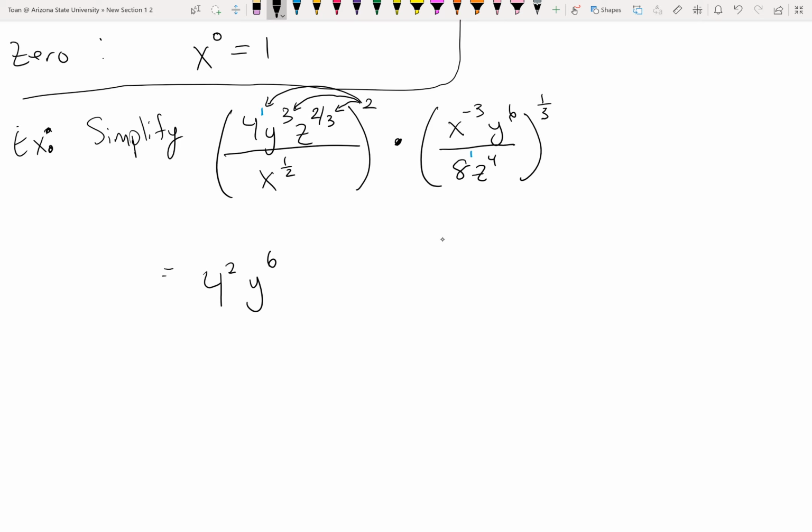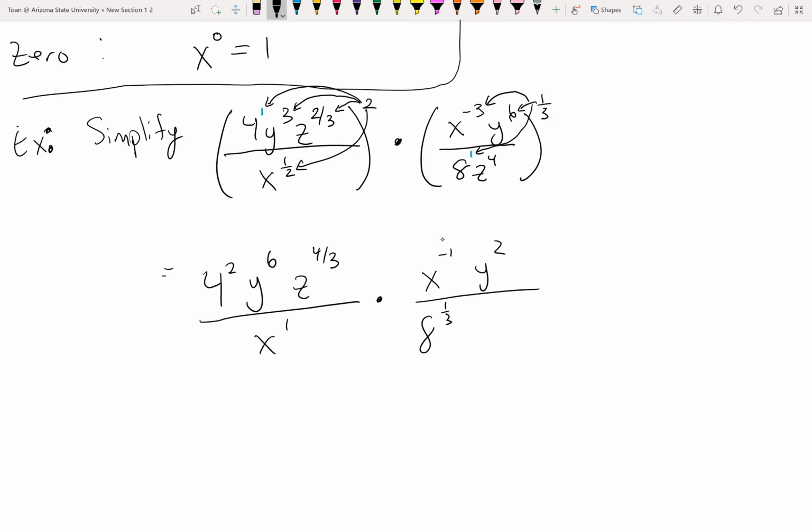So 2/3 times 2 is z to the 4/3 over 2 times 1/2 is x to the 1. Times, let's go ahead and distribute the other exponents, this 1/3 here. So 1/3 times -3 is x to -1. 1/3 times 6 is y squared. 1/3 times 1 is 8 to the 1/3. And 1/3 times 4 is z to the 4/3.